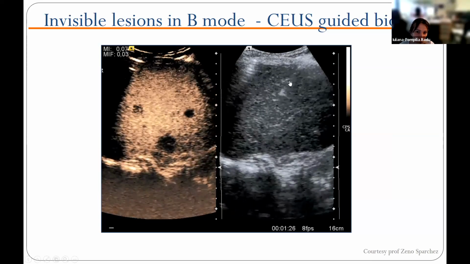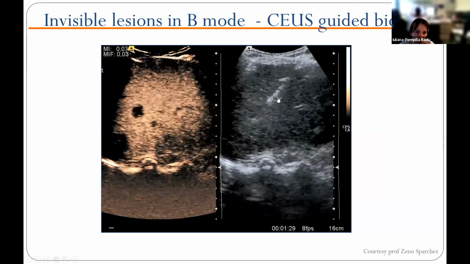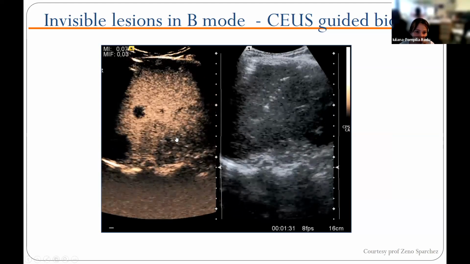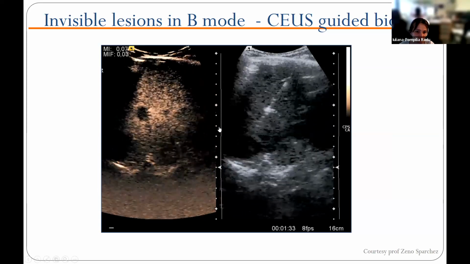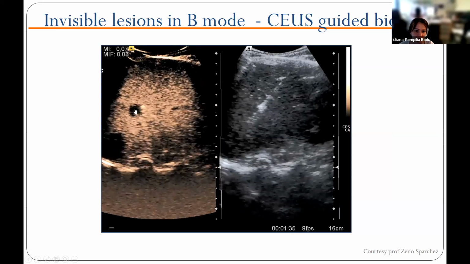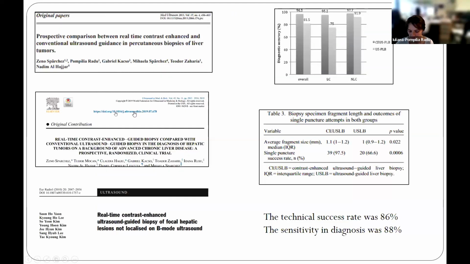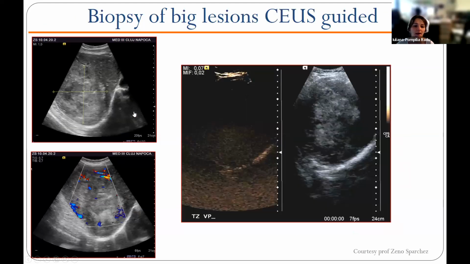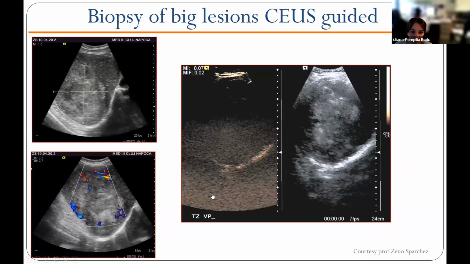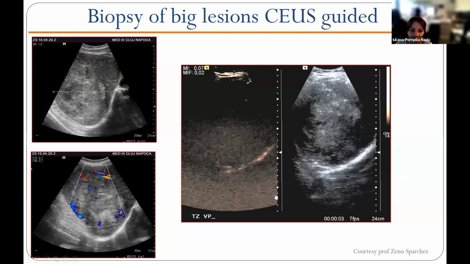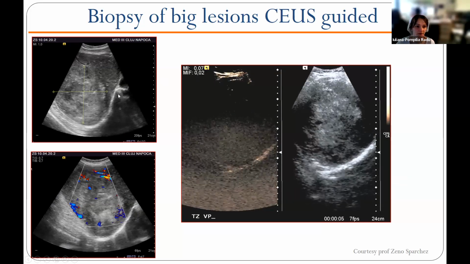You see the needle, and the biopsy was performed from the lesion here. Yes, I now go back here. Sorry. Here is a big lesion. In fact, it's an ACC with the invasion of the portal branch. Here you cannot know where to enter.